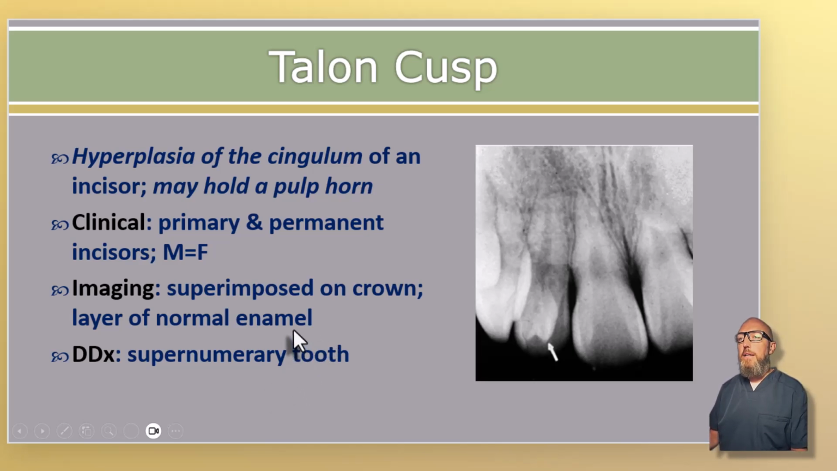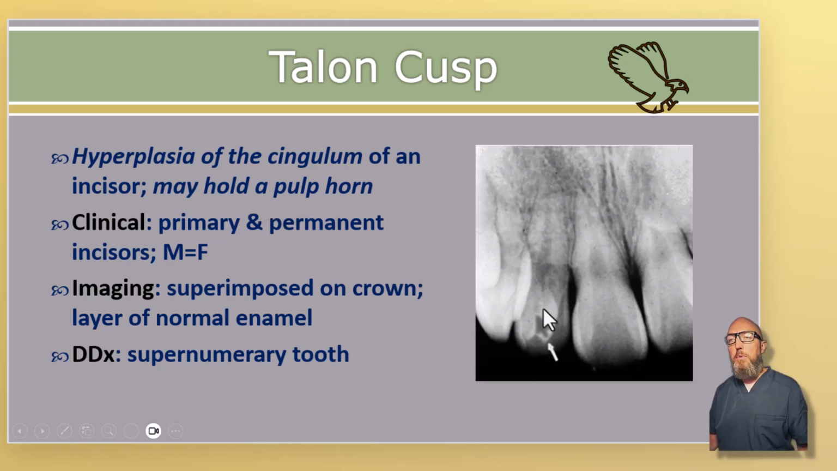And then here we have Talon cusp. How are you going to remember that one? Do the chickens have large talons? Maybe Napoleon Dynamite can help us remember that. That's just an outpouching and hyperplasia of the cingulum of an incisor. And just like with dens evaginatus, that may hold a pulp horn. So if you want to trim down one of these, maybe it's interfering with occlusion, if you're grinding that down, you could expose a pulp horn. So be prepared for that. And because this occurs on cingulums, it's going to occur on any of the incisors.